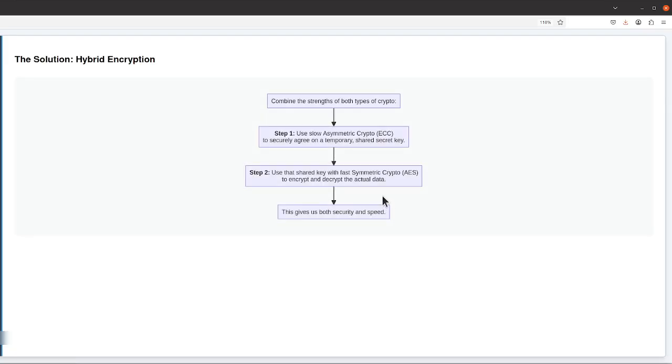The solution: hybrid encryption. The solution is to use a hybrid encryption scheme. This approach combines the strengths of both asymmetric and symmetric cryptography. We use the slow, powerful armored truck, or ECC, to securely deliver one tiny, precious item, the key to the delivery van. Once both parties have this key, they use the fast, efficient delivery van, a symmetric cipher like AES, to encrypt and transport all the actual data. This gives us the best of both worlds: the secure key establishment of asymmetric crypto and the high-speed performance of symmetric crypto.